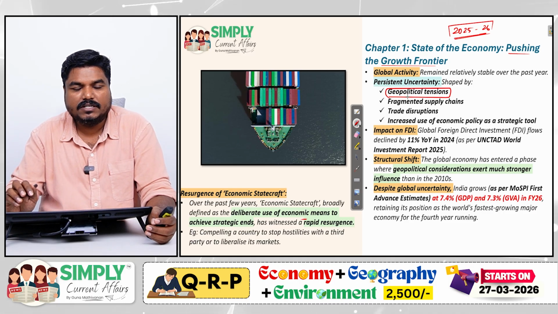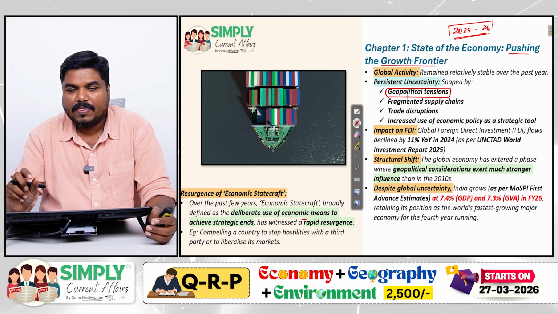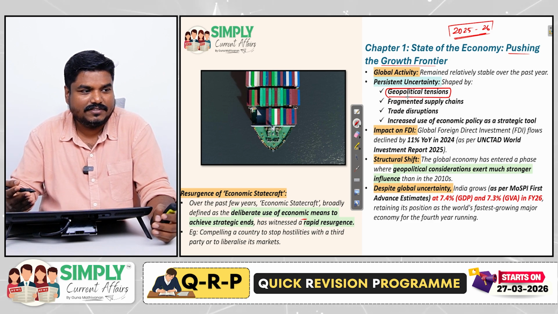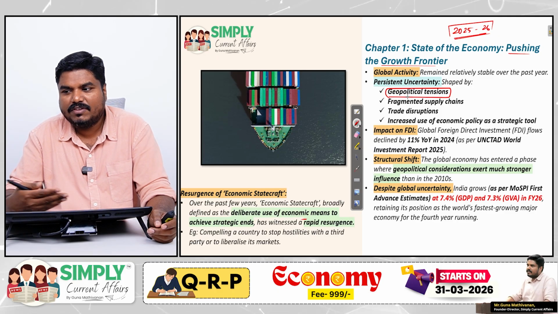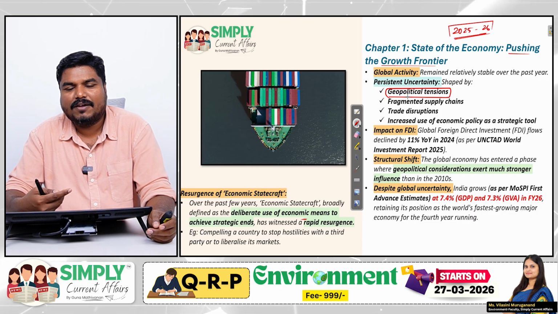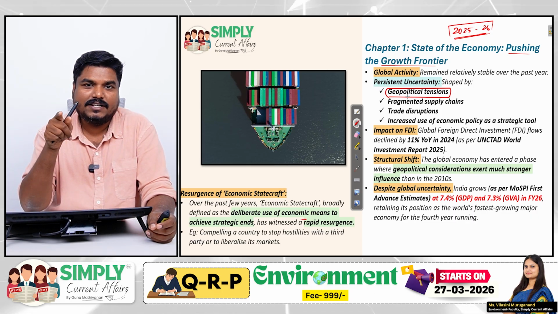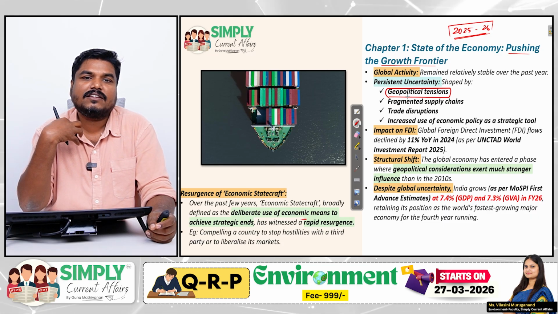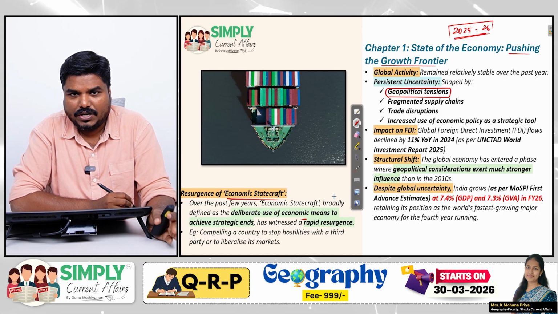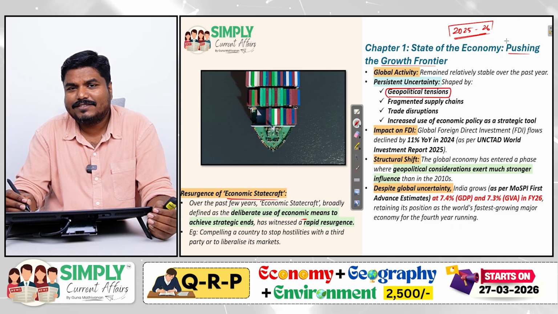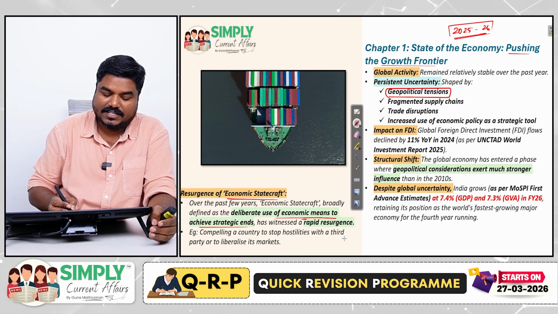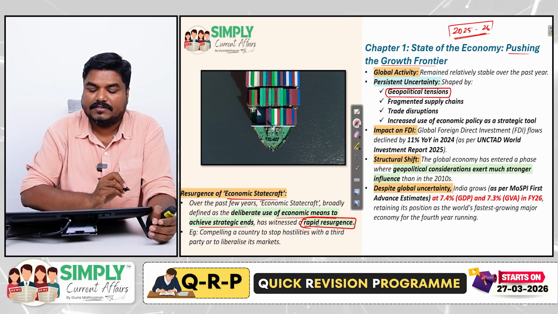So what happened? Many developed and influential countries were using their economic tools to dictate the terms and to achieve their strategic interest. See what America is doing. They are imposing heavier taxes on China, India. They are imposing economic sanctions on Russia. By using these economic tools, they are trying to dictate. They are forcing India, they are forcing other countries to listen to their interest. This is called economic statecraft. This is not new, but in the year 25-26, we saw a resurgence of this economic statecraft. It is a deliberate use of economic means to achieve strategic ends, and it has witnessed a rapid resurgence.